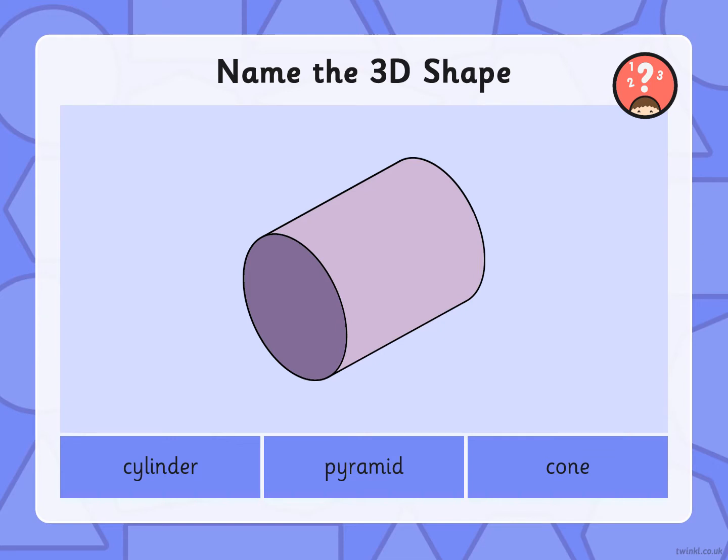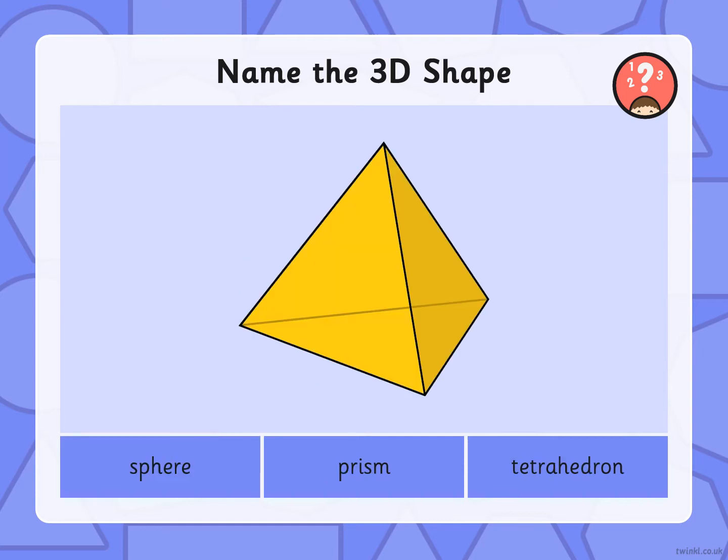Right, moving on to today's learning. Let's look and see if we can have a little bit of revision and some thinking time about the names of these 3D shapes. Okay, the first one here. What shape is that? The shape is a cylinder. Next one.